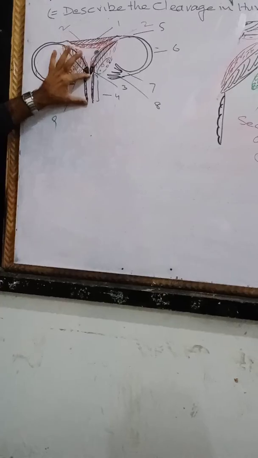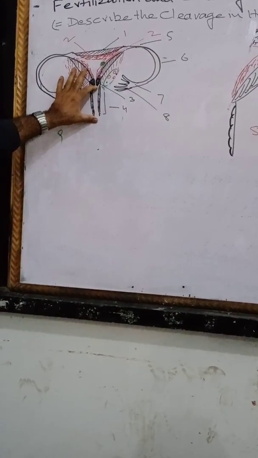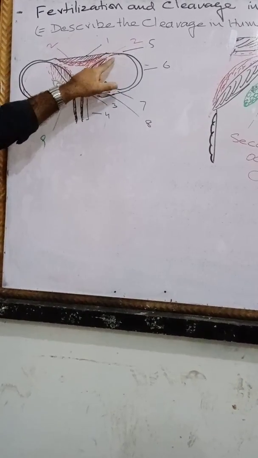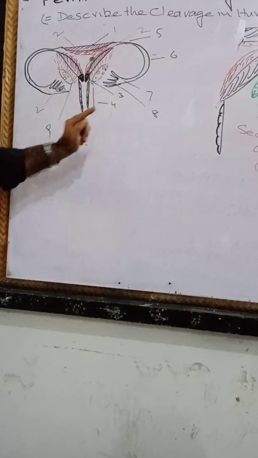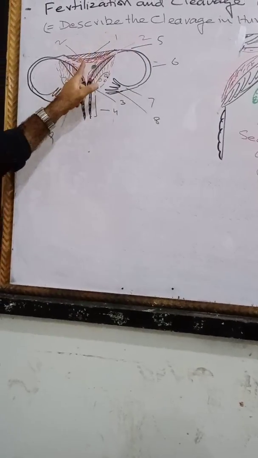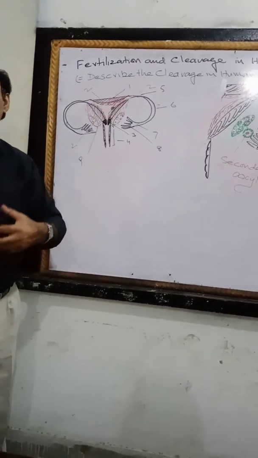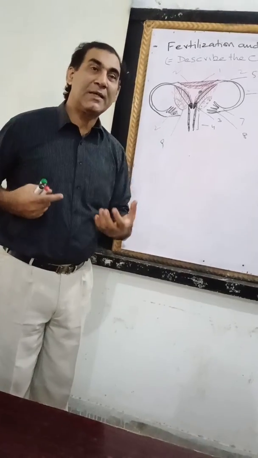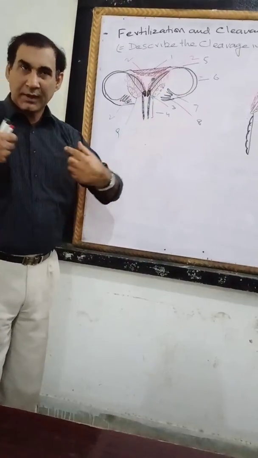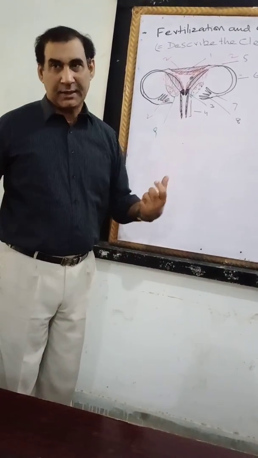This 4 is vaginal canal. It is also known as birth canal. And 5th is isthmus of fallopian tube. This 6 is fallopian tube. It is also known as the oviduct. It is also known as uterine tube. There are three names for the same duct: fallopian tube, uterine tube, and oviduct.